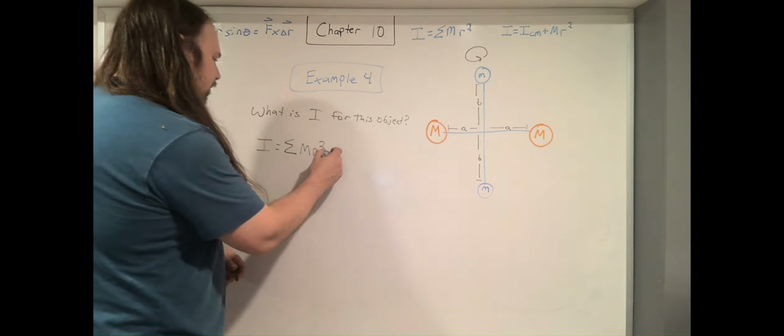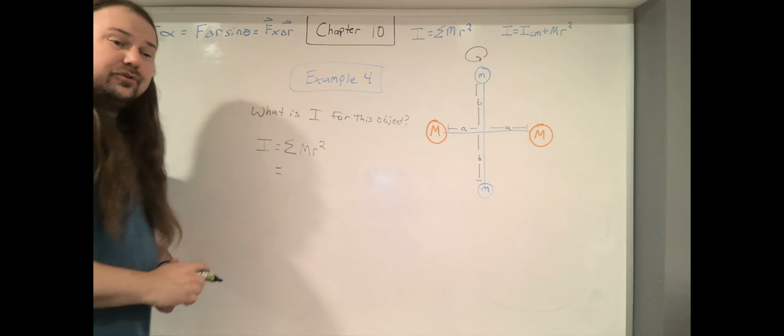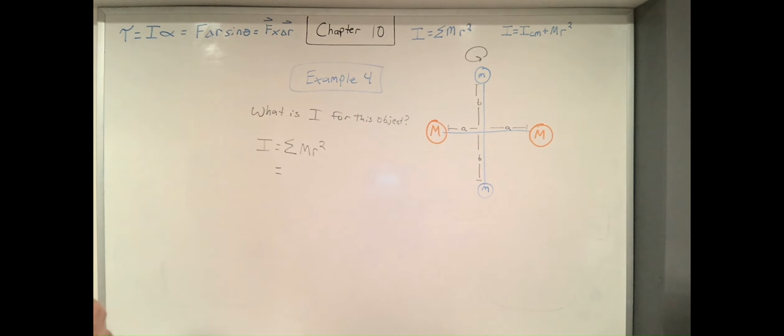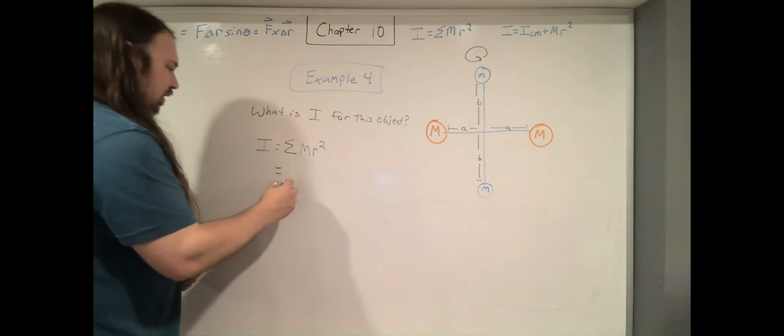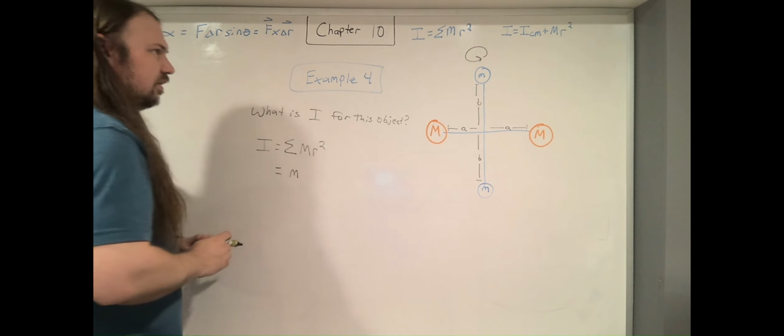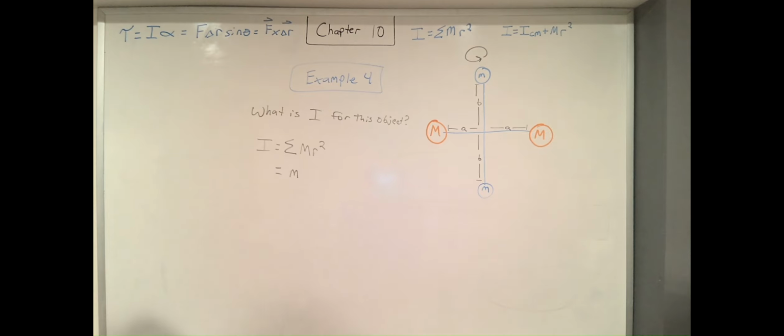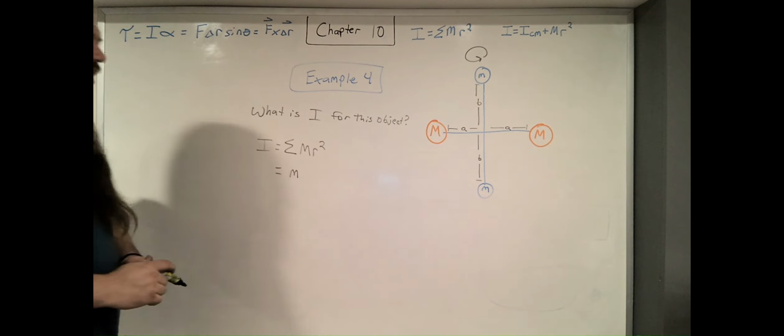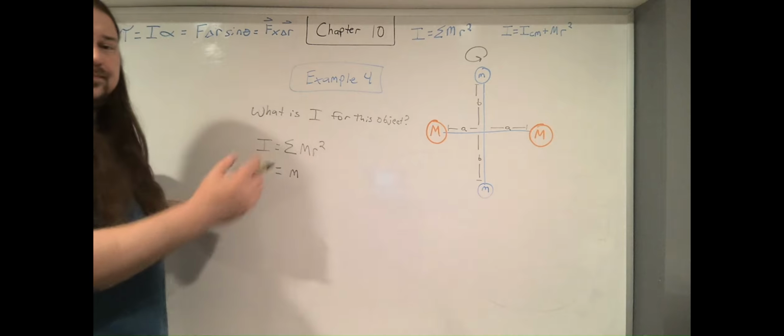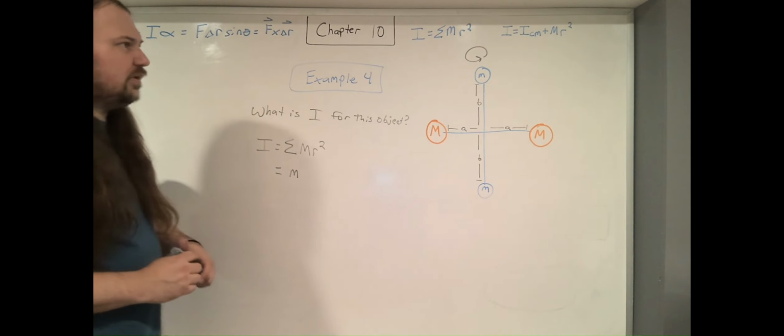I'm going to have all 4. So let's start doing them out. We'll start with, let's go with the blue one at the top there. We have little m. How far away is little m from the axis of rotation? Well, you might think it's b. Okay, it's there to just prove a point.